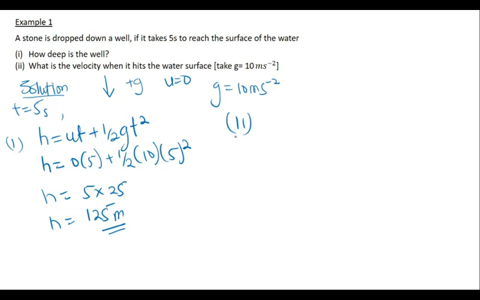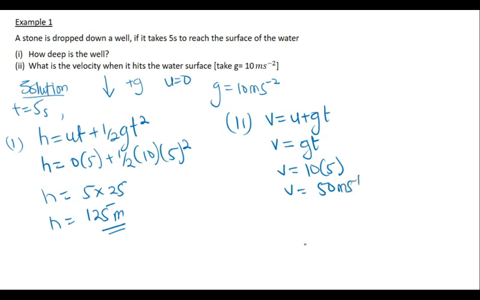Now part ii. What is the velocity when it hits the surface of the water? That is the final velocity with which the body is coming downwards. So we simply use v equals u plus gt. As usual, the motion is a downward motion, so our initial velocity is 0. So our final velocity is simply the product of gravity and time, which is 10 times 5. So it is coming down with a speed of 50 meters per second. All right, let's have a look at another example.